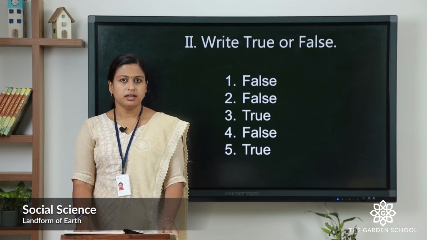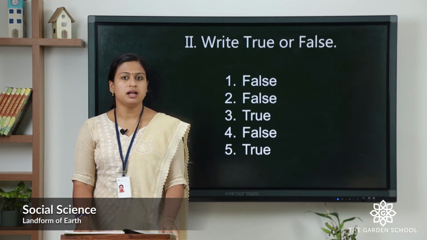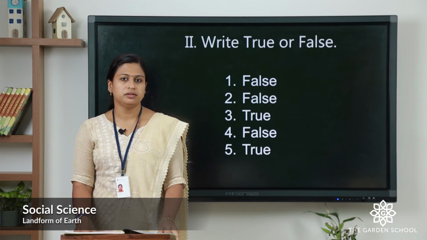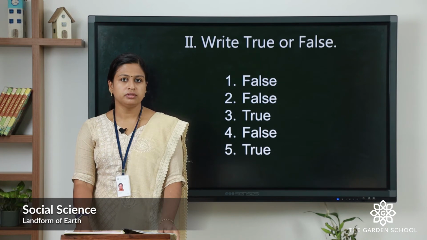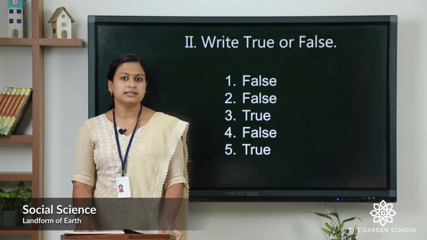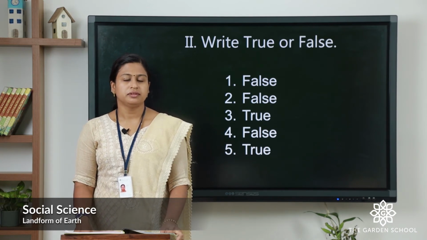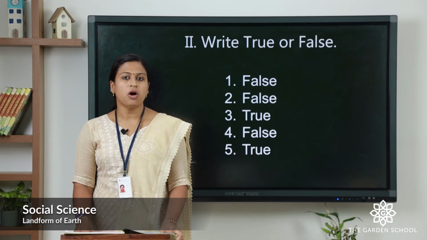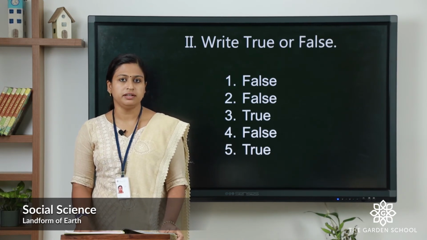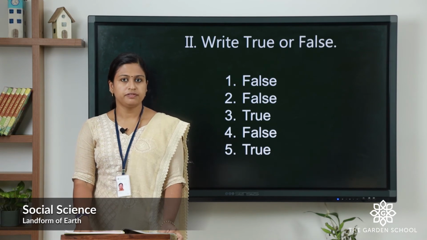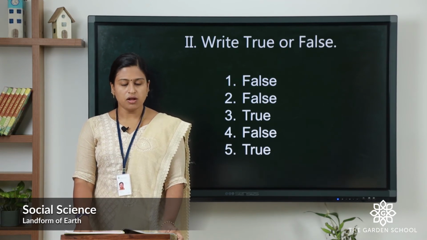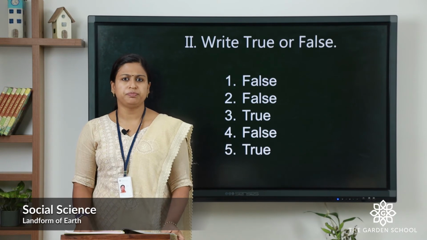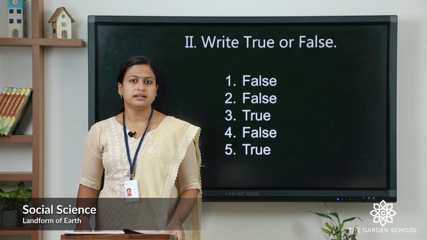Third, the Pacific Ocean is the largest ocean in the world. The answer is true. Fourth, North America is an ocean. The answer is false. And the correct answer is North America is a continent. Fifth, the Earth is also known as the blue planet. The answer is true.